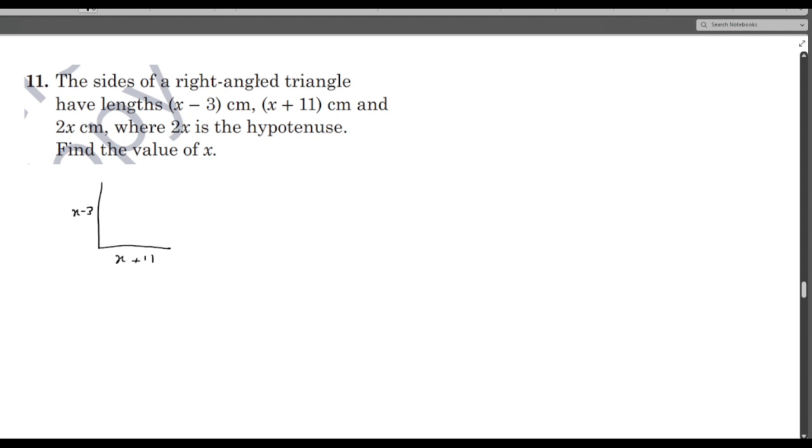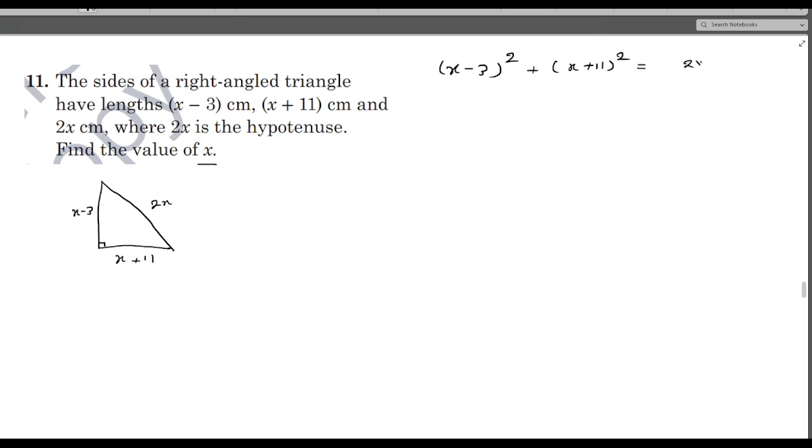So the sides of the right angle triangle have length x minus 3, x plus 11 and 2x, where 2x is the hypotenuse. Okay, so this 2x is hypotenuse. Find the value of x. Okay, so you will apply your Pythagoras theorem. So x minus 3 the whole square plus x plus 11 the whole square is equal to 2x the whole square.